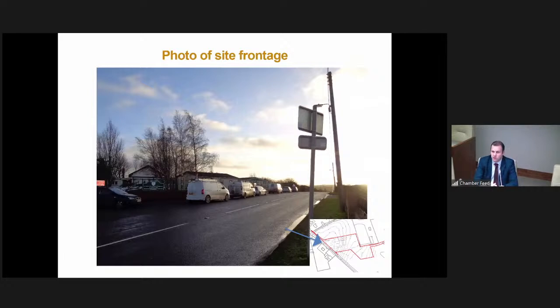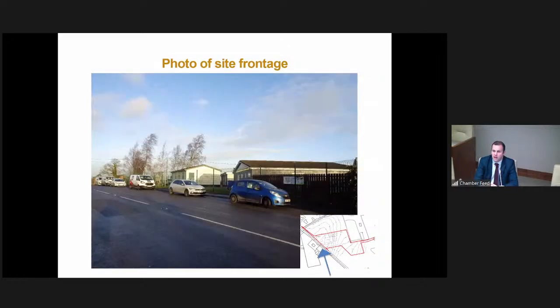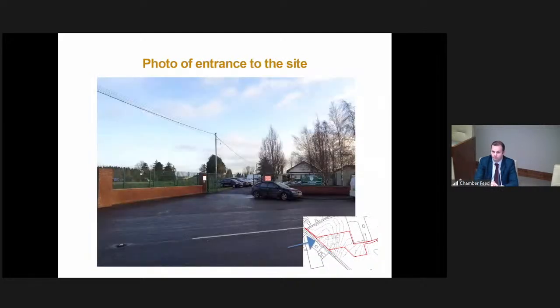So this photograph shows the site frontage. You can see there the vans and cars parked up, which is a lay-by which is going to be retained, and there'll be 6 parking spaces there. Next slide you can see again the site frontage, but above the blue car is the playgroup on the site, and then above the white car you can see one of the mobile classrooms on the site.